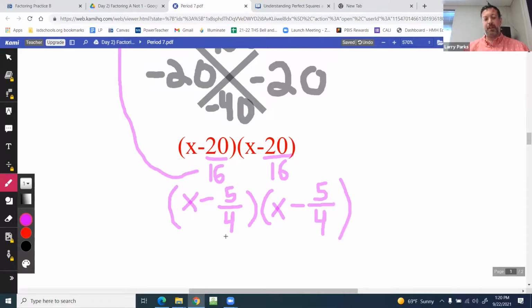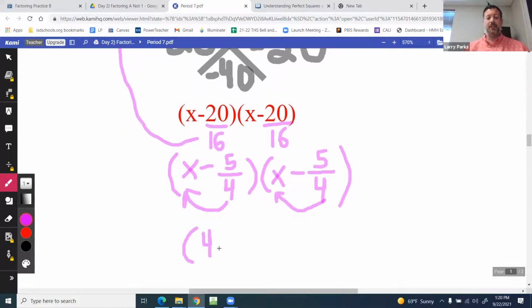Now, if there's a number left here, you slide it to the front. You slide it to the front. And you're going to get the same thing. So you're going to get 4x minus 5. Here, I'm going to get 4x minus 5. If I'm feeling lazy, I could just put this to the second power. 4x minus 5 squared.